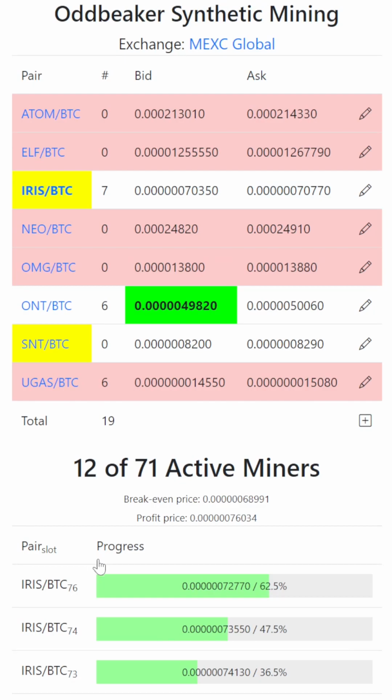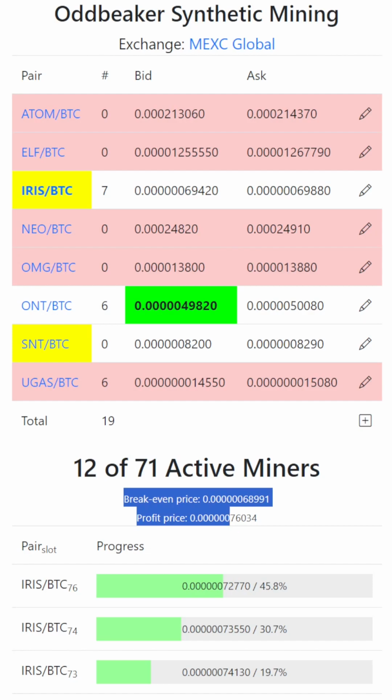Those 12 orders represent a position. So like the total amount of Iris that I have on here, if I were to go onto the MEXC, cancel all these orders, and sell the whole bunch of it for this price right here, that's my break-even price on that pair. If I want to sell it so that all of those rounds are in profit, this is my profit price right there.